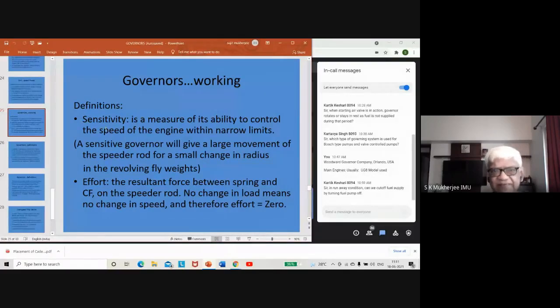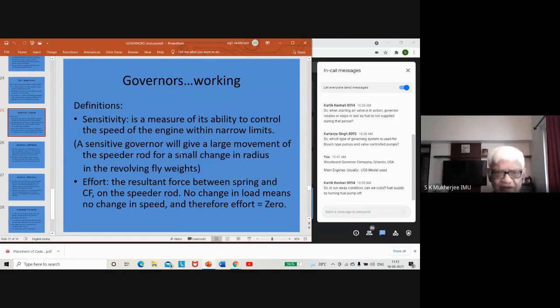Next is definition. Sensitivity is a measure of its ability to control the speed of the engine within narrow limits. That means when a governor can bring the RPM very close to the required level without too much overshoot, it is considered a very sensitive governor. A sensitive governor will have a large movement of the speeder rod for a small change in the radius of the revolving weight. So in the L crank lever, the horizontal arm of the crank will be very large and the vertical arm of that crank will be very short. So a small movement of the flyweight will give a large movement on the control rod. But then you will have a diameter of a governor which is very large, which is not worthwhile.